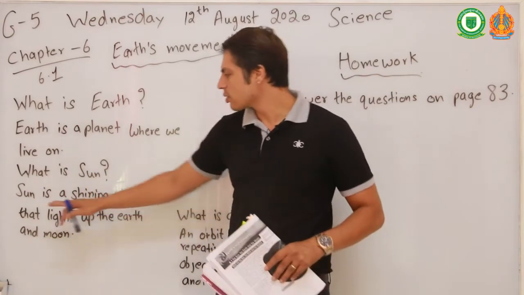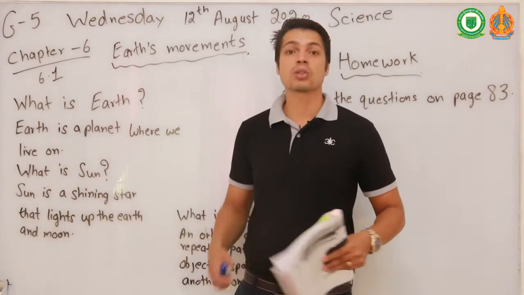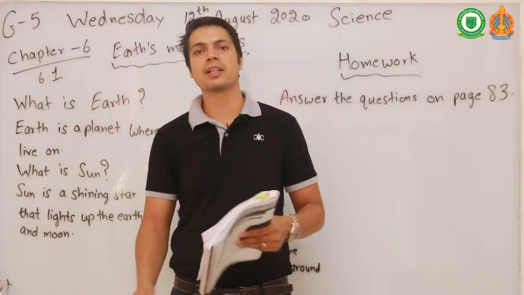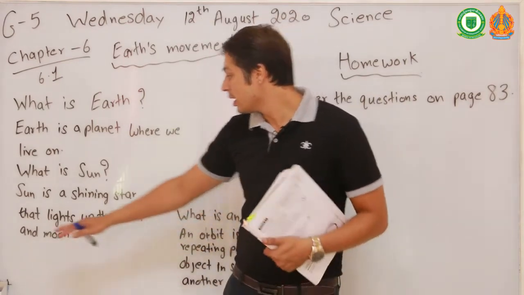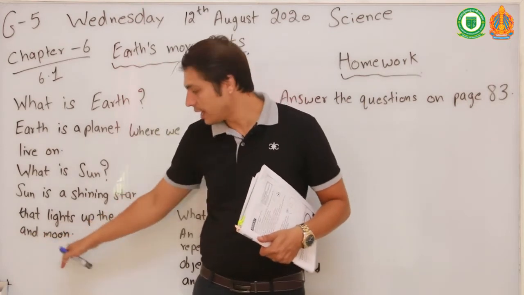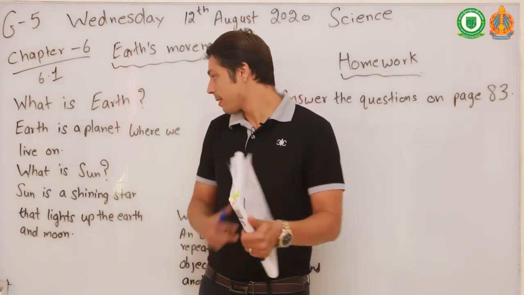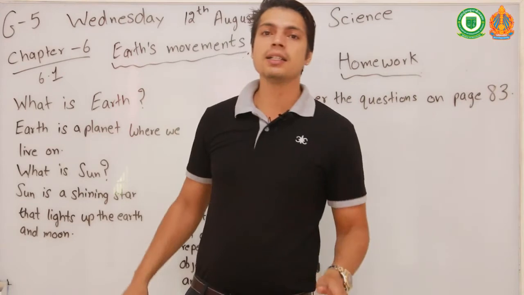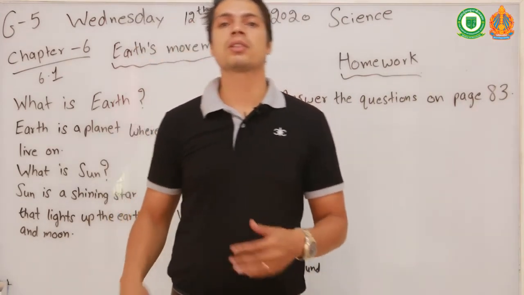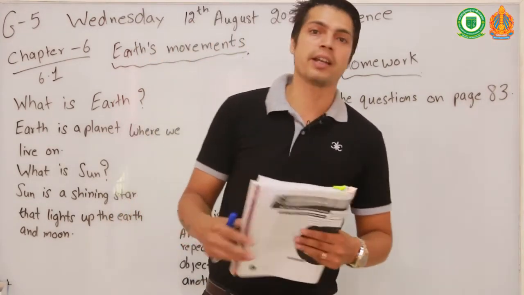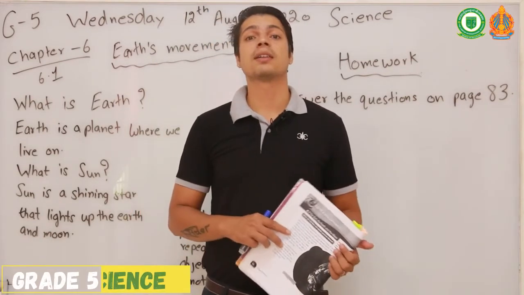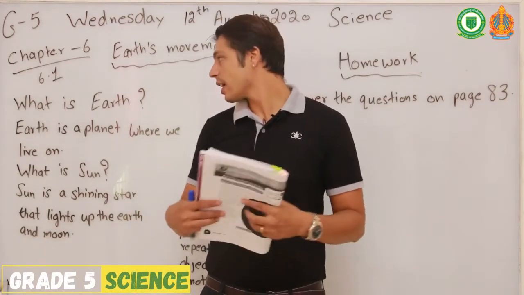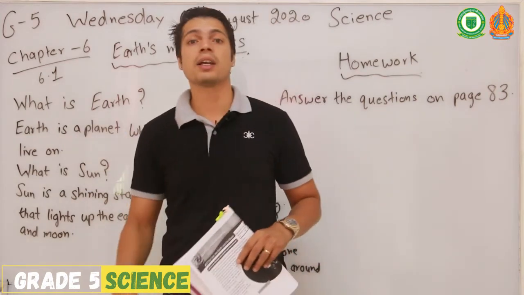And what is the Sun? The Sun is a shining star. It's actually a star. It's a big ball of fire, we can say, that lights up the Earth and the Moon, okay. And Earth orbits around the Sun. Orbit means rotate. It rotates around the Sun. And the Moon orbits around the Earth. And Earth also rotates around its axis.